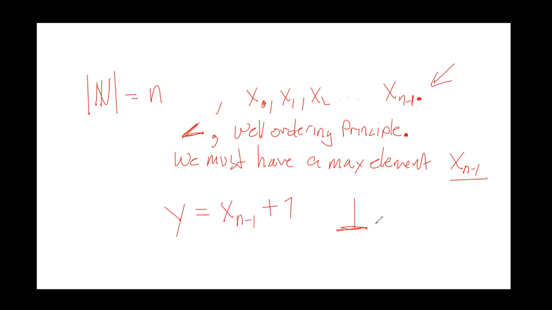So our assumption was false. The assumption was that the natural numbers are finite. So we can conclude that the natural numbers are not finite, that they are infinite.